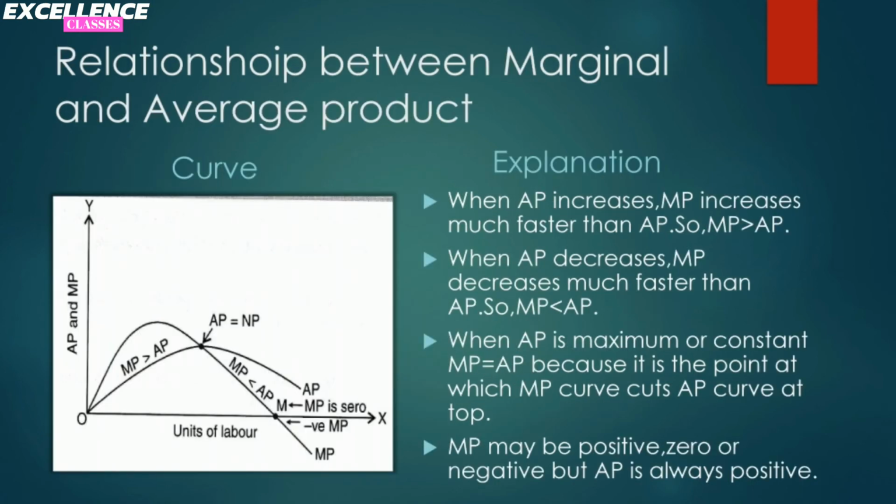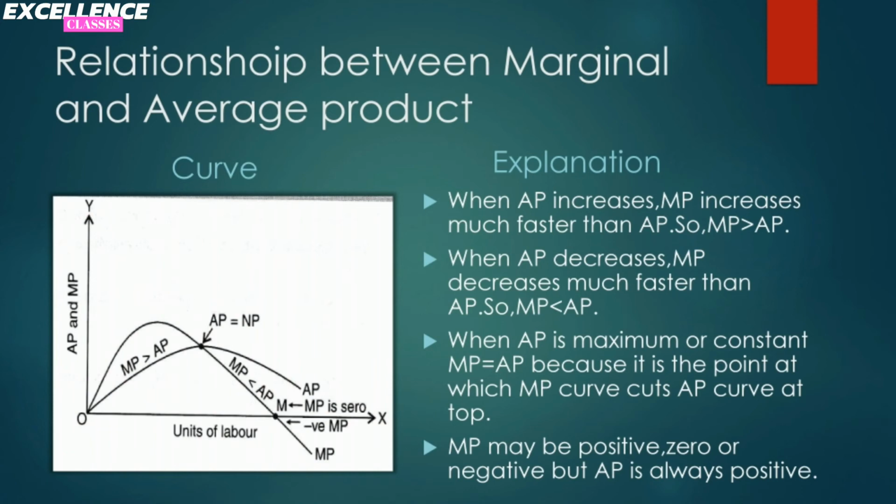Now the next topic is relationship between the marginal product and the average product. Now we all are familiar with the definition of marginal product and the average product. So let's just jump over to the relationship between both of them. Let's understand this relationship with the help of a curve given in this slide.